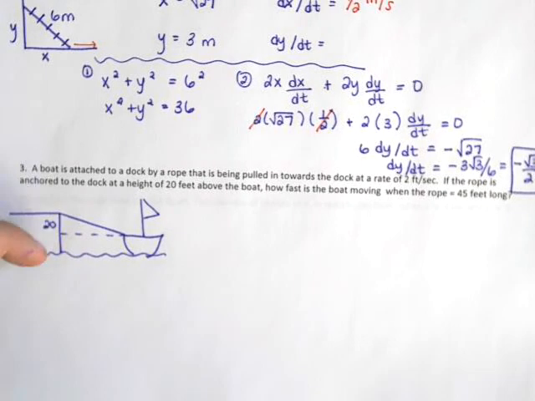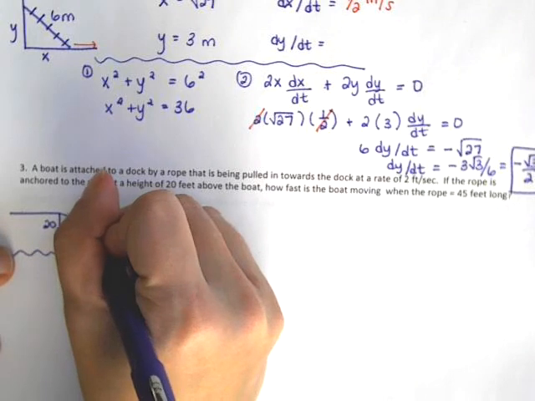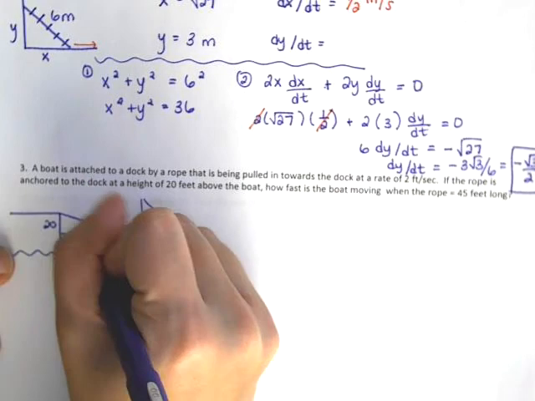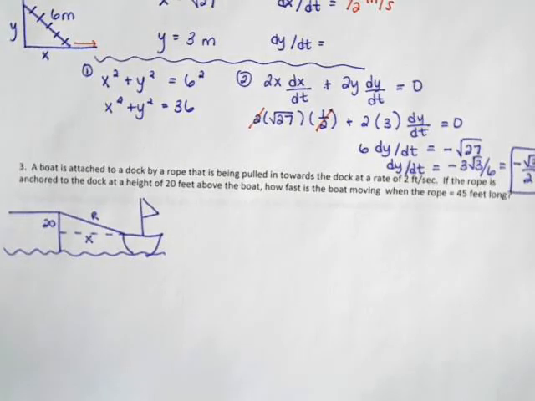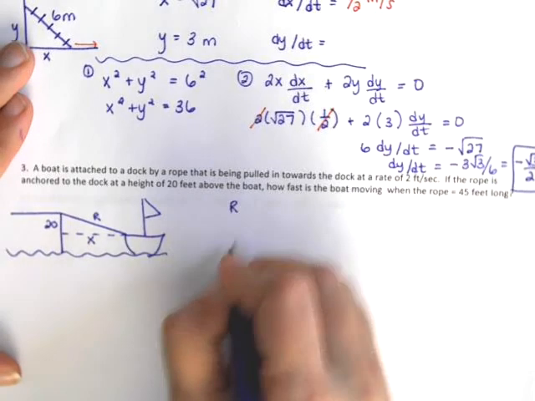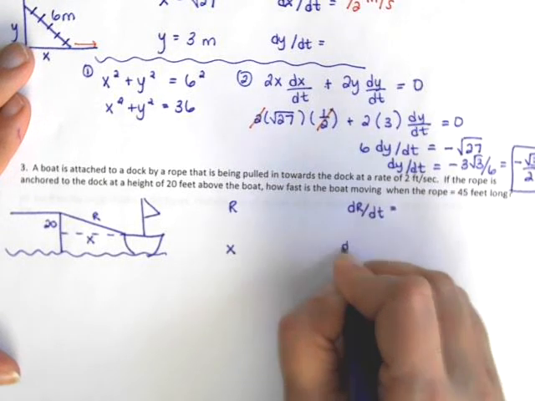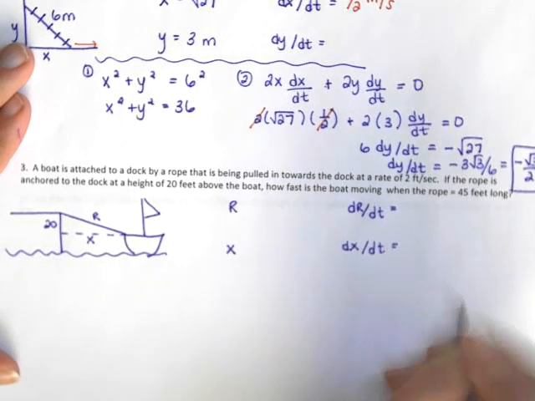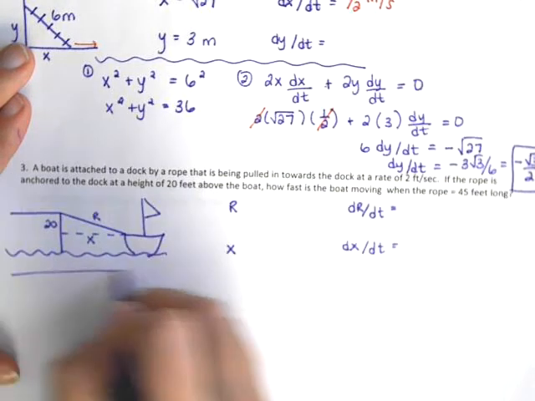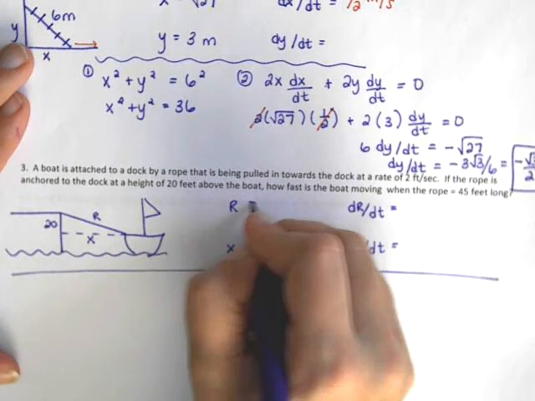Now, this height isn't going to change because it's anchored there, which is why I labeled it with a number. But I'm going to use variables, so this is the rope, r, and this is the x because it's going left and right. I usually use x's for that. And those are both changing as I reel in the boat. So I need to list my variables: r, x, dr/dt, dx/dt. Let's fill in what we know.